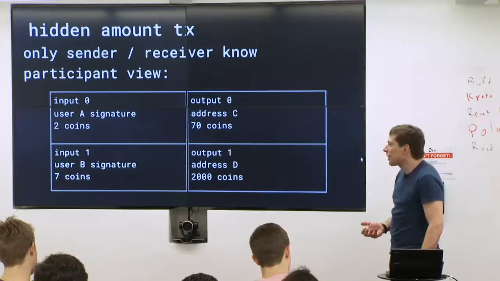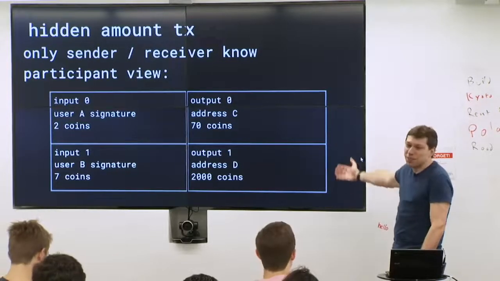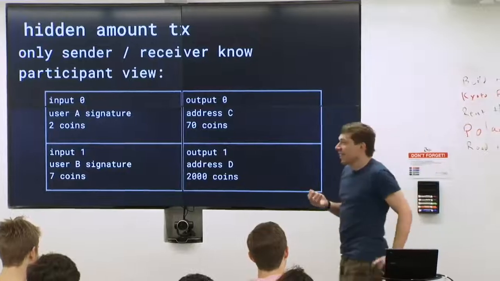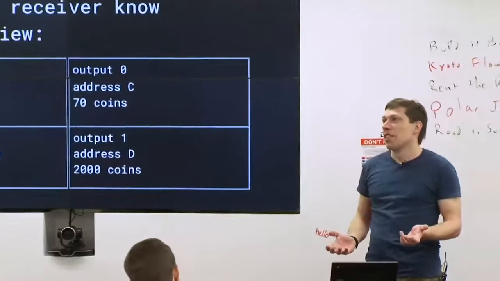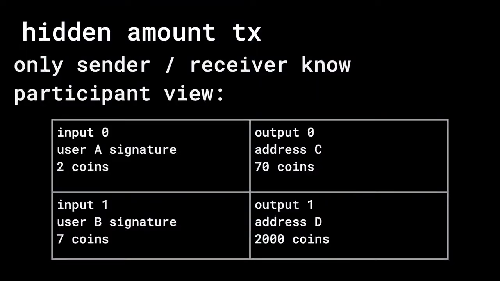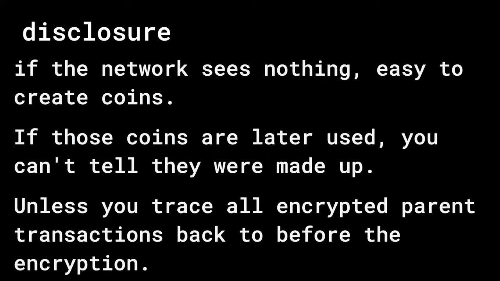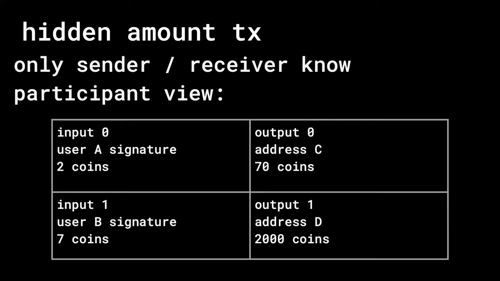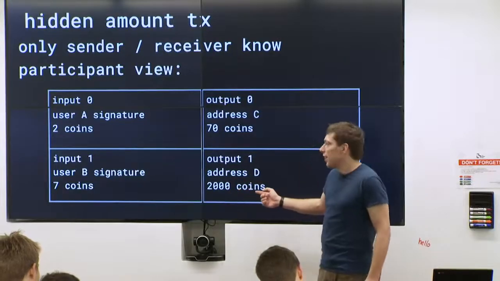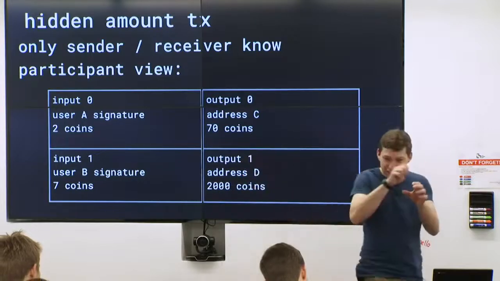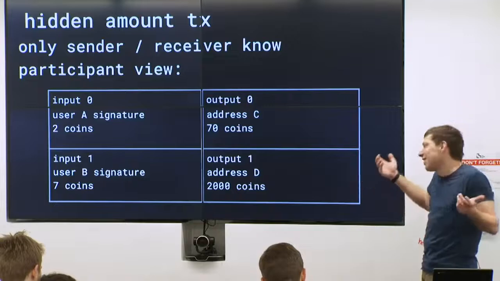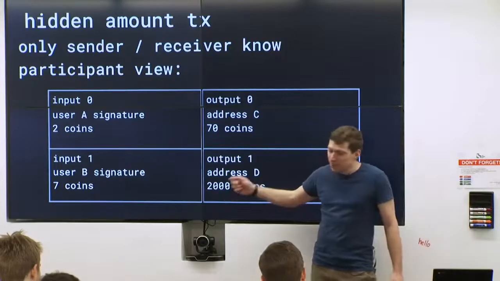Because if I can just send coins to myself and multiply them indefinitely, and it's hidden, to some extent you're like, well, maybe the network doesn't care, right? Because I'm making them, but they're only my own coins. But if the network doesn't see anything, it's easy to create the coins. And if those coins are later used, I can't tell if they were made up or not. So if someone's like, hey, here's 2,000 coins, I'm like, dude, you're just making them up. You can't just write extra zeros on a $100 bill. No one's going to accept these later, right?